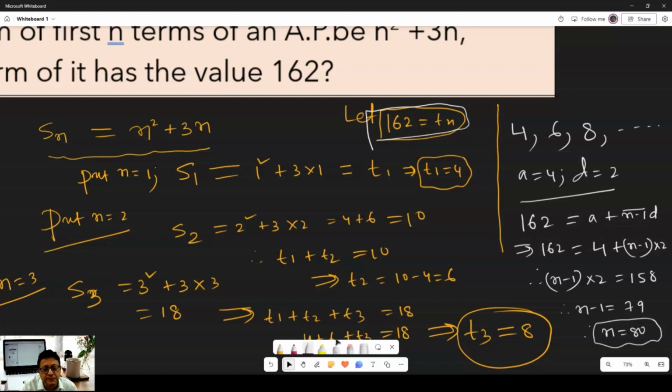Hope you have understood. So, nth term of the progression can be determined if sum of n terms is given. This is one type of sum. Okay. Let us see the next problem.